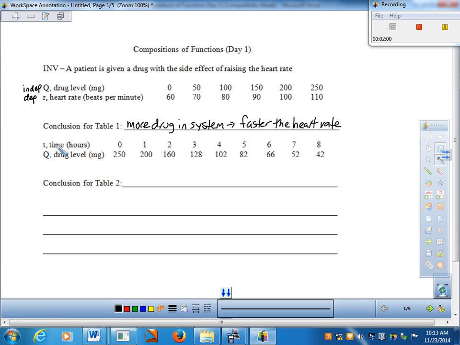I would make probably the same argument. One quantity depends on the other, and I'd ask you which is which in this particular case, and if you want to write that off to the side, that would be excellent. Here we have the time in hours, and here we have the drug level in milligrams. And I'm hoping you wrote off to the side here that the drug level depends on time. And so drug level is the dependent variable quantity, and time, of course, is the independent variable quantity.